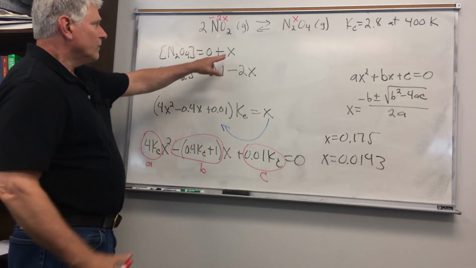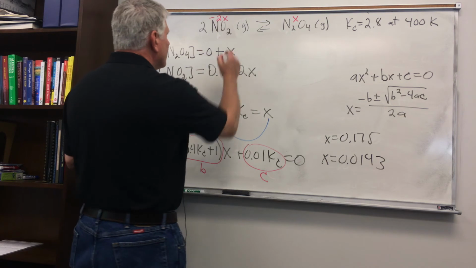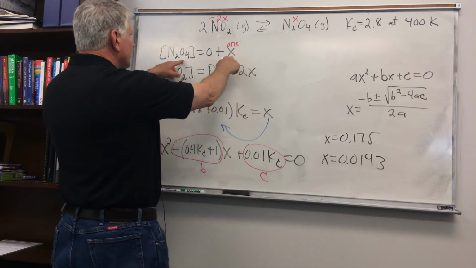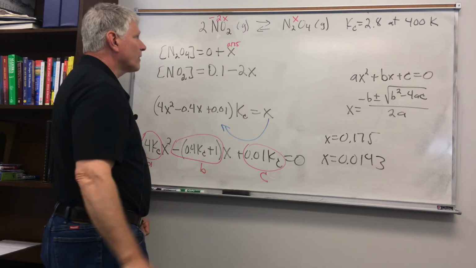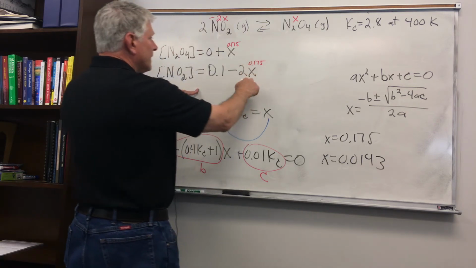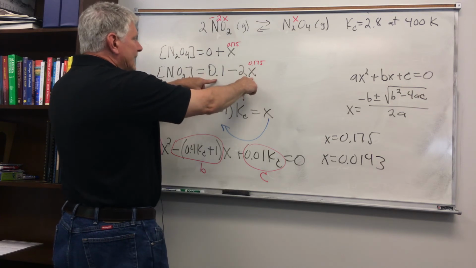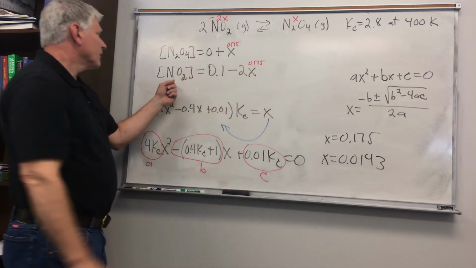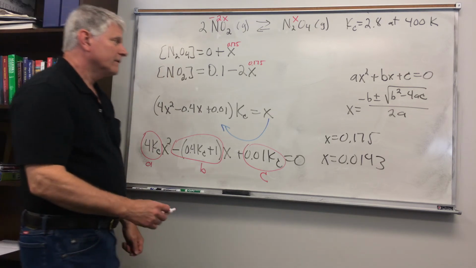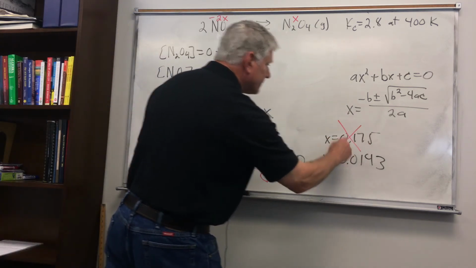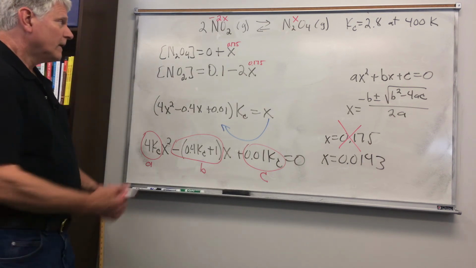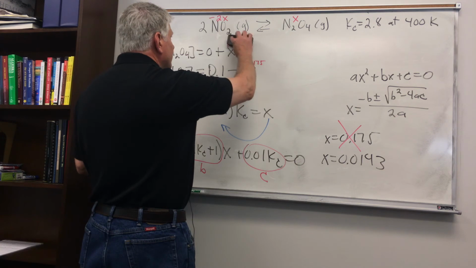So if we put 0.175 in for x, we get 0.175 for the N2O4 concentration. But if we put 0.175 in here, we'll get a negative value for the NO2 concentration. We can't have a negative concentration. So that means that this root is not applicable to our model. Therefore, we'll use the other root.